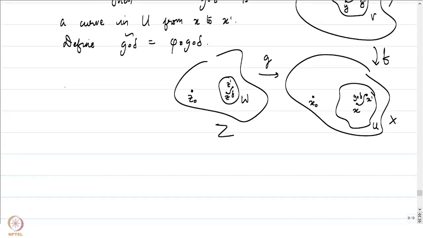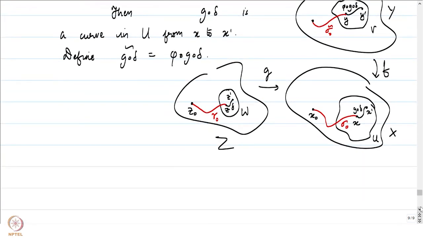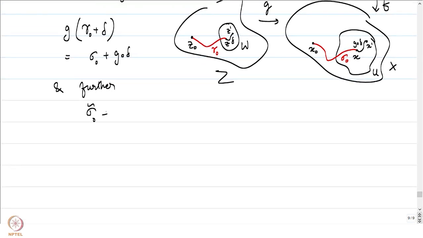Now let's see. If you consider the path that we started off with, suppose this is our sigma 0, we will have sigma 0 tilde above. A few simple checks will tell us that the concatenation of gamma 0 plus delta, if you look at g of this, is going to be equal to sigma 0 plus g composed with delta, and further we have sigma 0 tilde plus phi composed with g composed with delta is a lift of sigma 0 concatenated with g composed with delta.